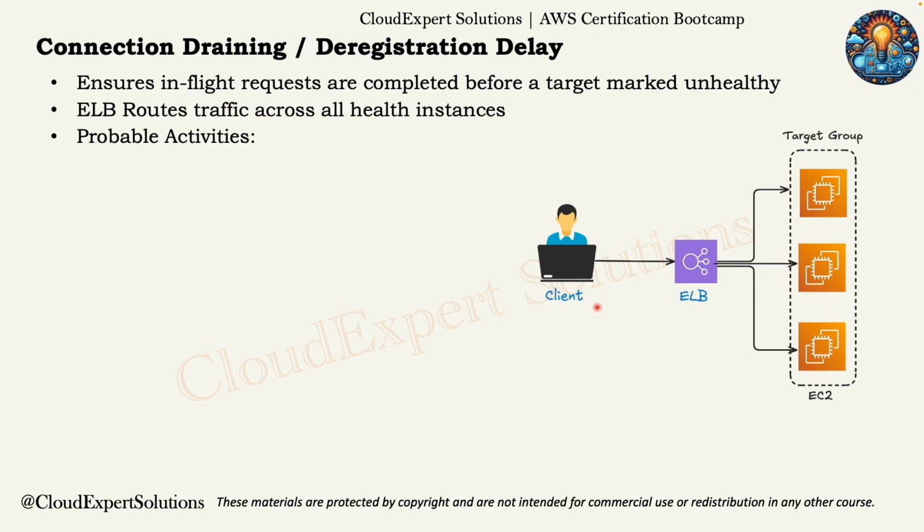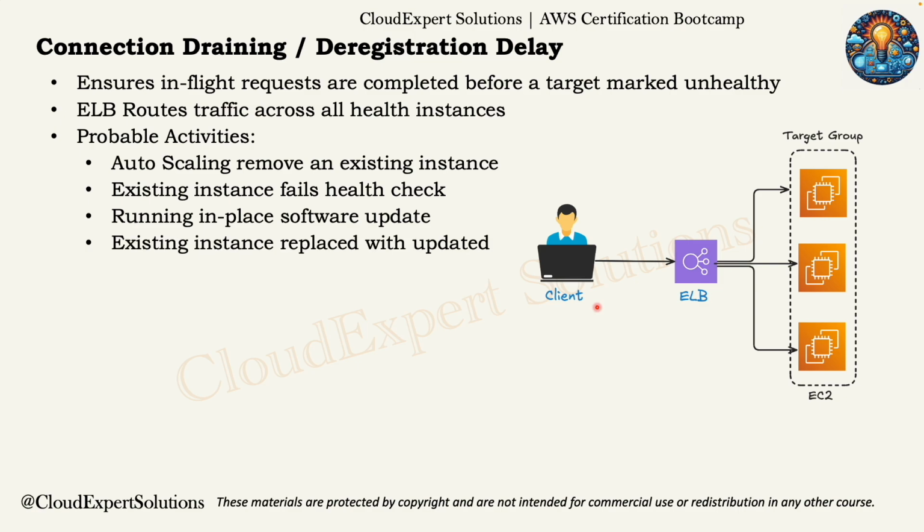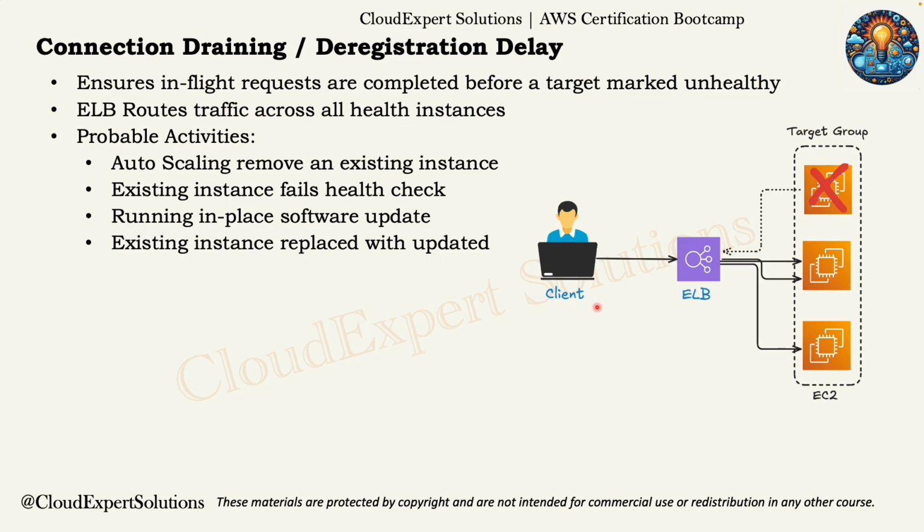Out of many scenarios, here I have listed a couple. The first could be your auto scaling is removing an existing instance, and at that time maybe the instance is processing some in-flight client request. Also, an existing instance failed a health check, or maybe you are running some in-place deployment while you are serving production traffic and an existing EC2 instance can be replaced with an updated version of the software. In those cases, the target can be marked as unhealthy.